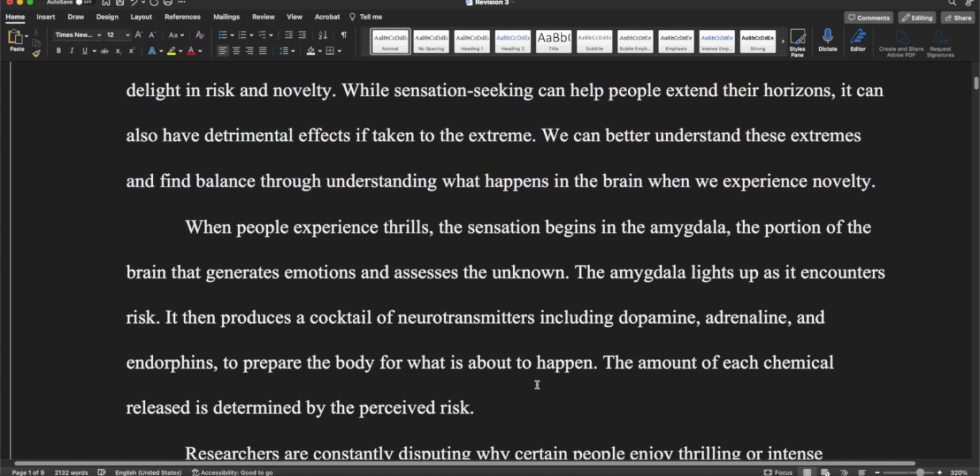When people experience thrills, the sensation begins in the amygdala, which is a fun word to say, the portion of the brain that generates emotions and assesses the unknown. The amygdala lights up as it encounters risk. It then produces a cocktail of neurotransmitters, including dopamine, adrenaline, and endorphins, to prepare the body for what is about to happen. The amount of each chemical released is determined by the perceived risk. What's the problem with this paragraph?